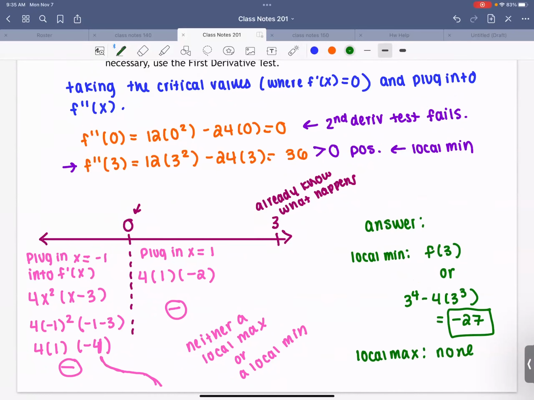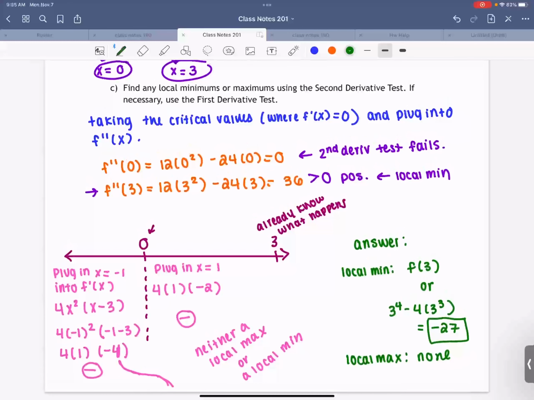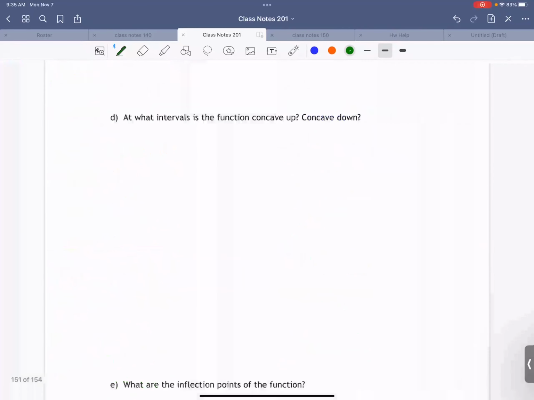All right. Any questions on finding local mins or maxes using the second derivative test? All right. Let's move on to the next question, which is asking us about intervals of concavity. Okay, so we want to find out which intervals are concave up, which intervals are concave down.